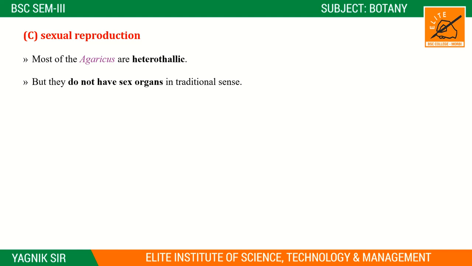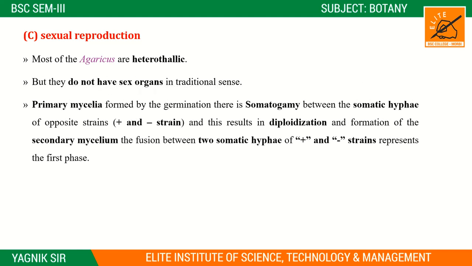So here two different plant bodies are present, but they do not have any sex organ in the traditional sense, right? You know, no male and female types of reproductive structures are present. So here primary mycelia are formed by germination, and there is somatogamy. Somatogamy means fusion between similar structures, the somatic hyphae. The hyphae are morphologically and physiologically similar. And here opposite strands, that means the plus and the minus strands, are involved.